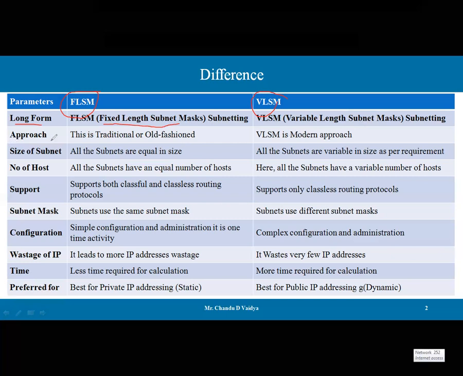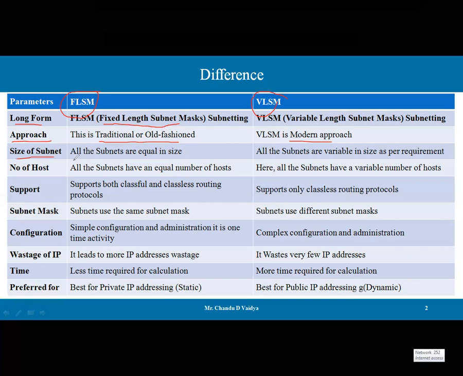Then the second parameter is the approach. If you go with FLSM, this is the traditional or old-fashioned approach. Whereas VLSM is the modern approach, where the user can have an idea of how the IP address can be saved more, so that he or she can divide the network into different sizes. That's why it is the modern approach.